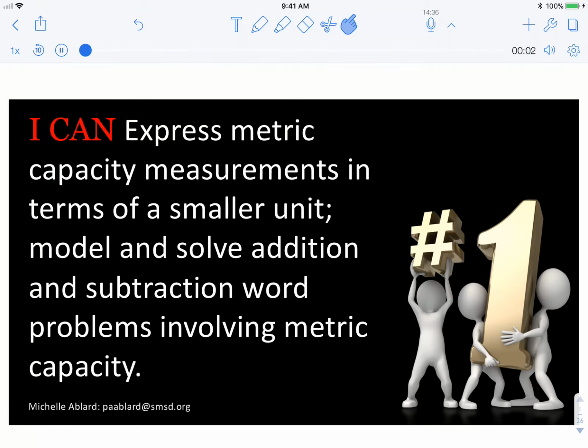I can express metric capacity measurements in terms of a smaller unit, model and solve addition and subtraction word problems involving metric capacity. Today, you're going to learn about metric capacity. Yesterday, you learned about metric mass. The day before, you learned about metric length. Today, we're talking about capacity.